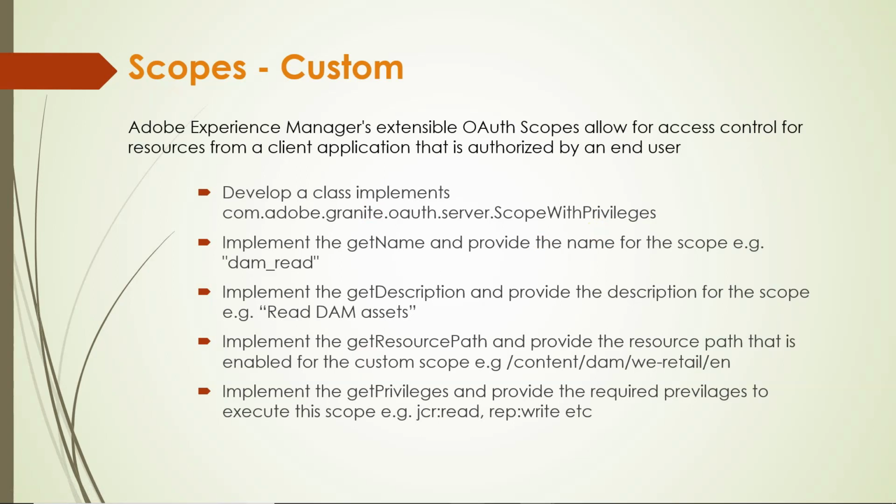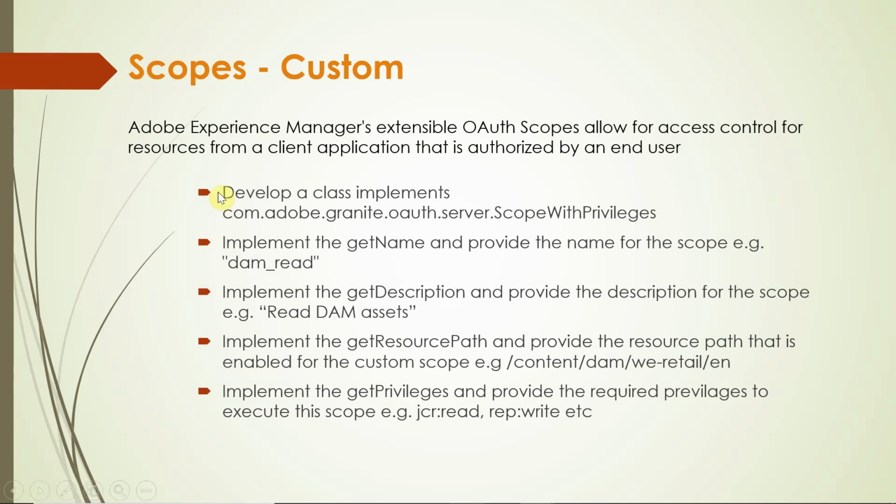Now we need to implement the method getName. We can give some valid name to that, for example dam_read. This will become the scope name. Like in the earlier slide it was profile, that is the name. Like that, dam_read will become the name. Then we can provide some description by implementing the getDescription method, for example, read a DAM. So we can give some meaningful name.